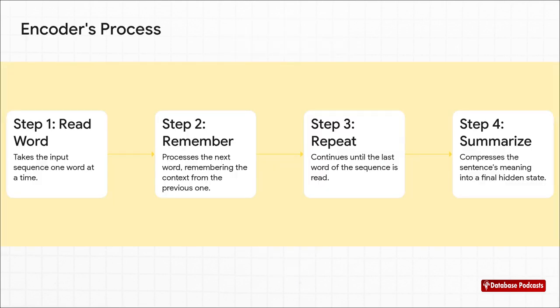Well, it's pretty smart. It doesn't just gulp down all the words at once. The encoder actually reads the sentence one word at a time. It starts with "how," then it reads "are," but it remembers the context of "how" while it does it. This process just keeps going until it hits the very last word, building up its understanding with each step.